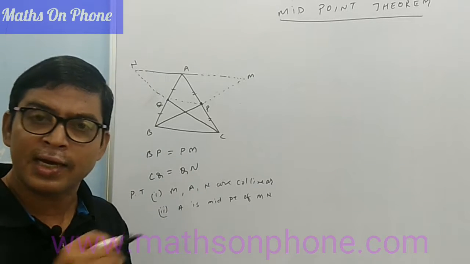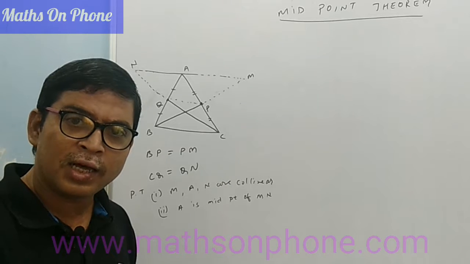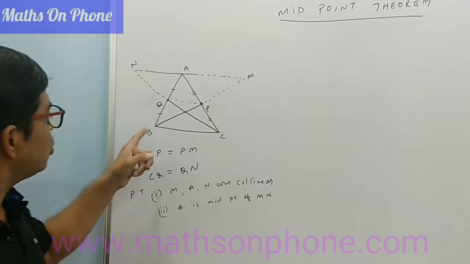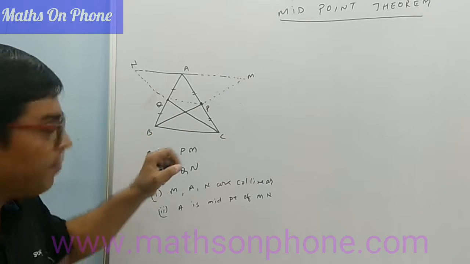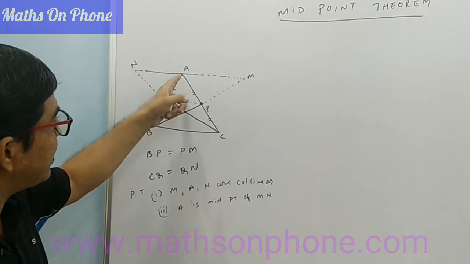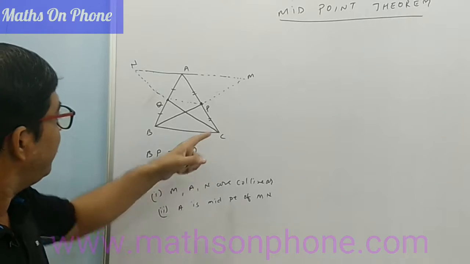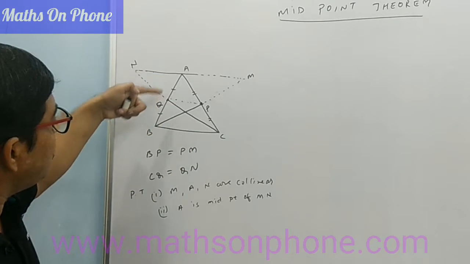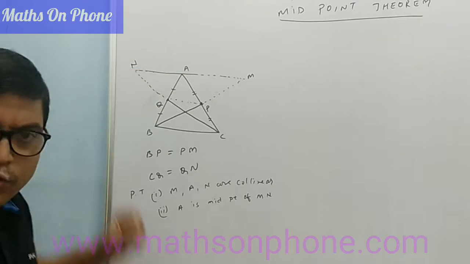A median is a line segment joining the midpoint of a side to the opposite vertex. So if BP is a median, that means P is the midpoint of AC. If CQ is a median, that means Q is the midpoint of AB. So this is equal to that.